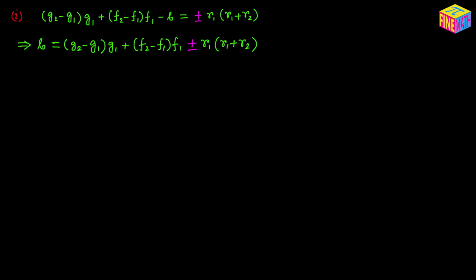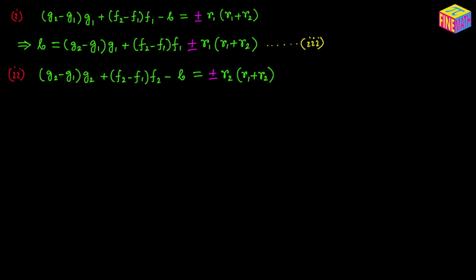And from here we can say then B can be written as (g sub 2 minus g sub 1) times g sub 1 plus (f sub 2 minus f sub 1) times f sub 1 plus or minus r sub 1 times (r sub 1 plus r sub 2). Let's call it equation number 3.